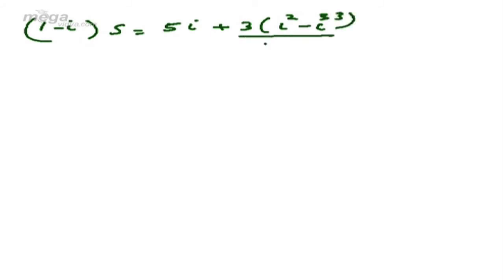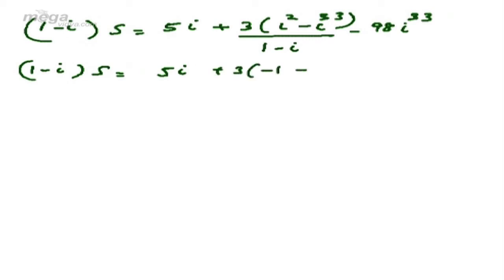Now (1 minus i) into S is equal to 5i plus 3 into (i square minus i to the power 33) divided by (1 minus i), minus 98i to the power 33. So you put i to the power 32 as 1, then (1 minus i) into S is equal to 5i plus 3 into, i square is minus 1 and i to the power 32 is 1, so it will become (minus 1 minus i) divided by (1 minus i), minus 98 into i to the power 32, which is again 1.